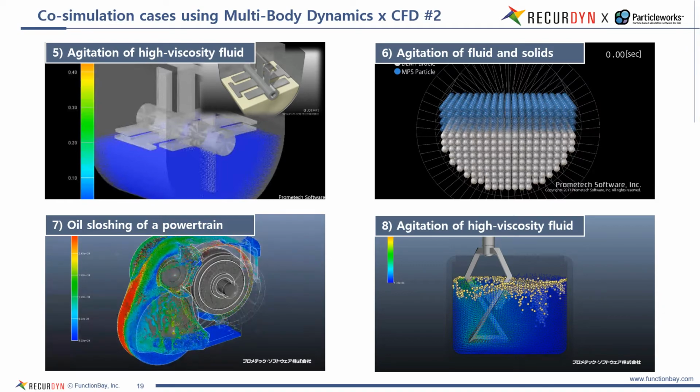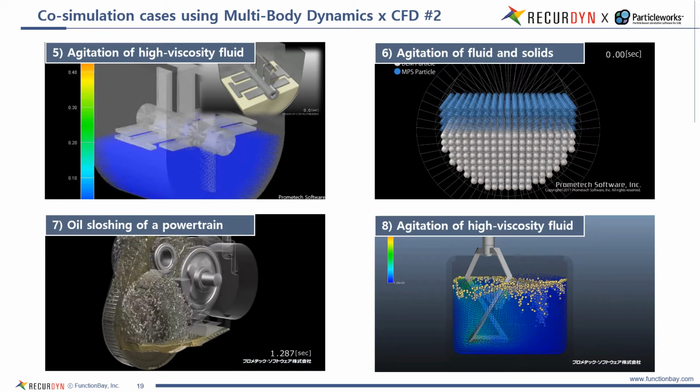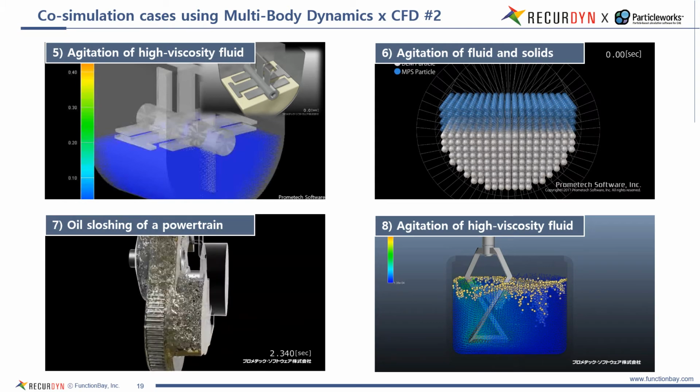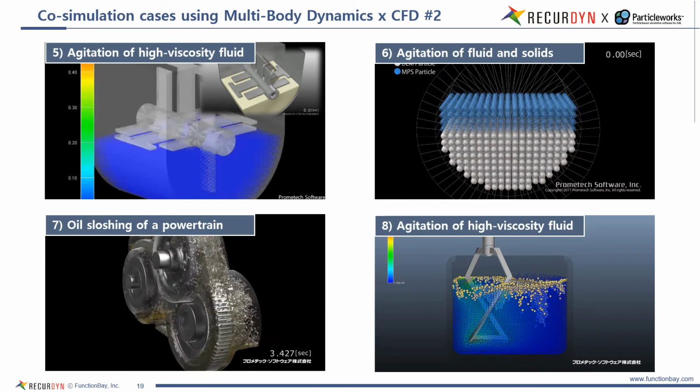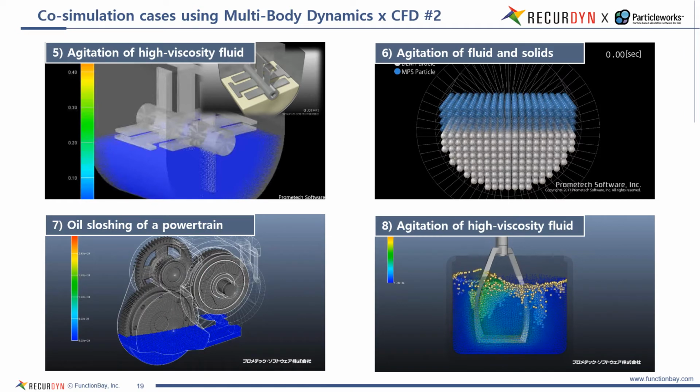The seventh case shows the oil sloshing simulation of a powertrain. Since the powertrain rotates at a high speed, it is not easy to observe the oil behavior inside every time the design is modified. In this case, this multiphysics simulation is really helpful to understand and validate the design. The last, eighth case is a model similar to the fifth, in which fluids with different properties are agitated by the mechanical system.